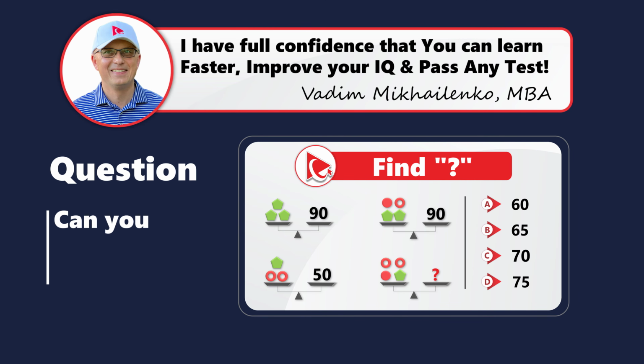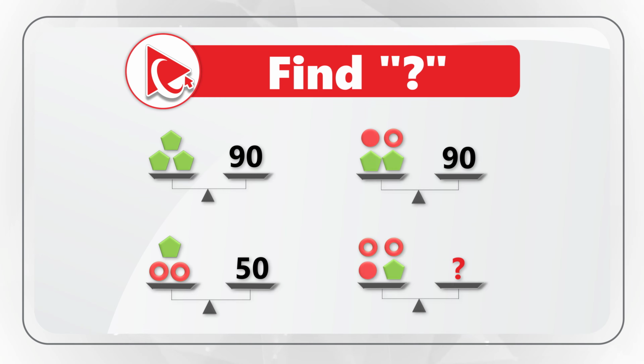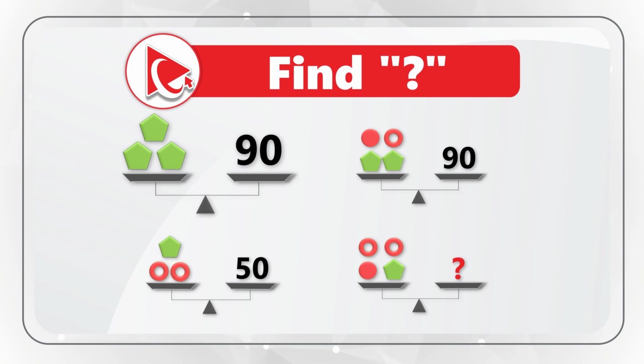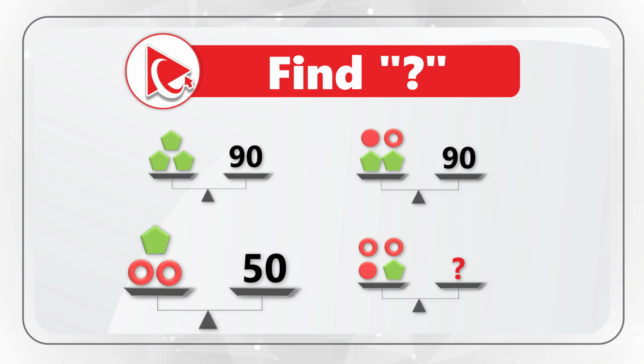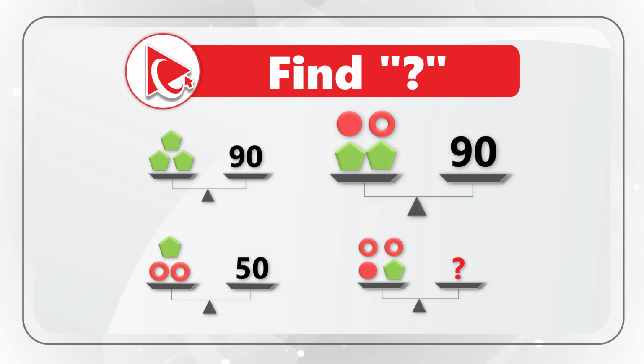Here's a puzzling question which you might find difficult to solve, but the solution is really simple. You're presented with 4 scales, and you need to calculate the missing number. First scale contains 3 pentagons on the left and number 90 on the right. Second scale contains 1 pentagon and 2 bagels on the left and number 50 on the right. Third scale contains 2 pentagons, 1 circle and 1 bagel on the left and number 90 on the right.